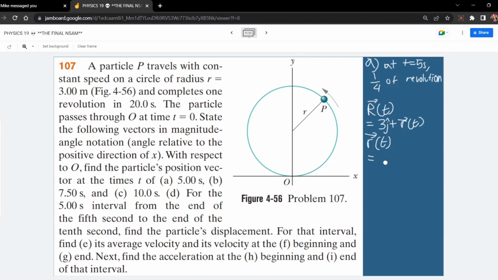Okay. Ngayon, yung general form niyan is going to be 3 cosine omega t plus delta, may phase yan sa loob, i hat plus 3 sine omega t plus delta times j hat.